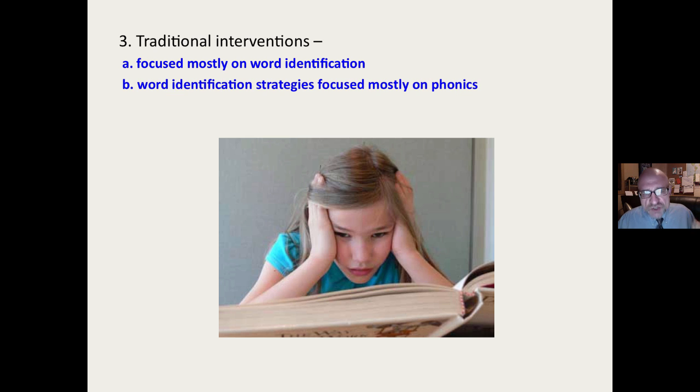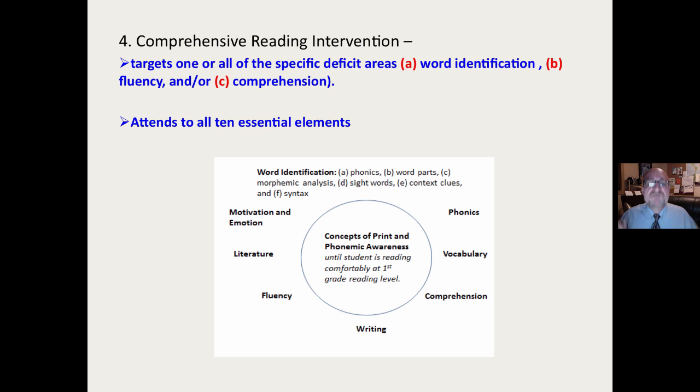Now, traditional reading interventions focus mostly on word identification, and word identification strategies focus mostly on phonics. A comprehensive reading intervention focuses on one or all specific deficit areas: word identification, fluency, and/or comprehension. As well, it attends to all 10 essential elements. Thus, while we're focusing on fluency here, we do not ignore the other 10.